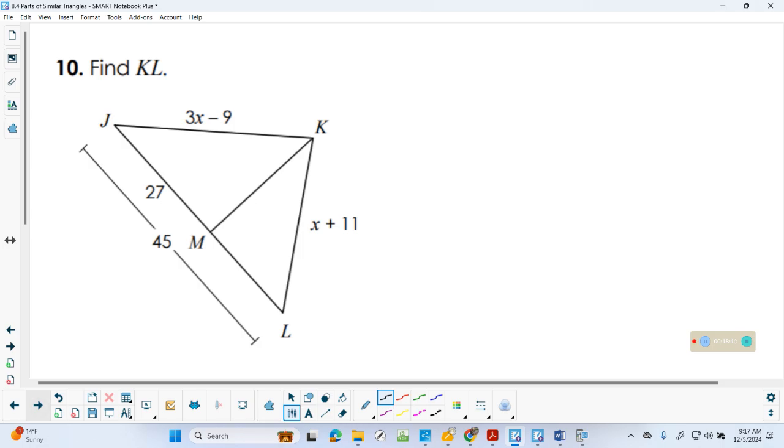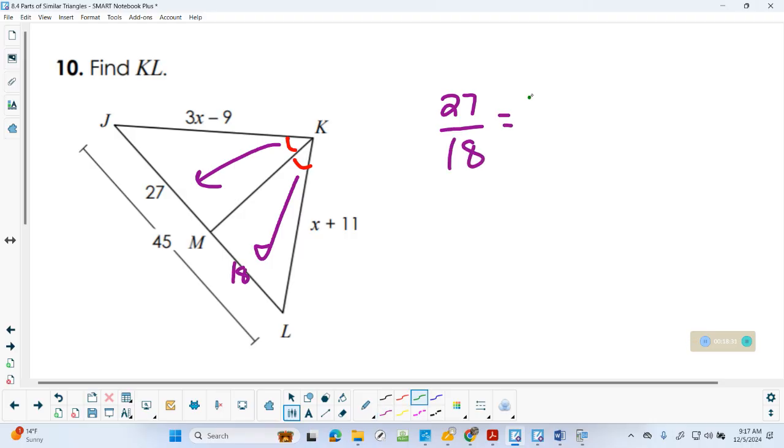All right, last one. Of course, you've got your angle bisector still. Says KM's the bisector. So here we go. Opposite sides. I'm going to start with the easy one, 27. What's this missing piece? This you can do, well, you might need your calculator, but this one's easy. 18 because they have to total to 45. And then your other sides, of course. 3x minus 9, x plus 11.